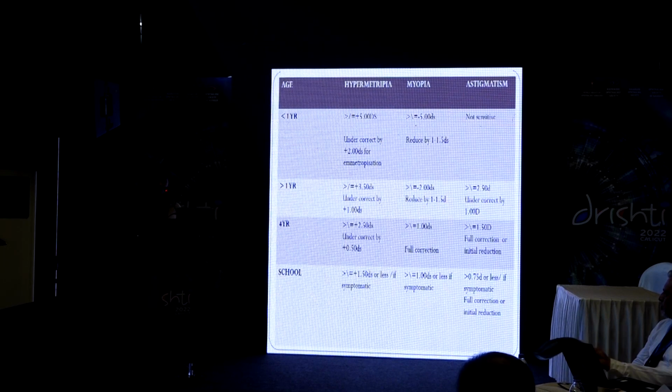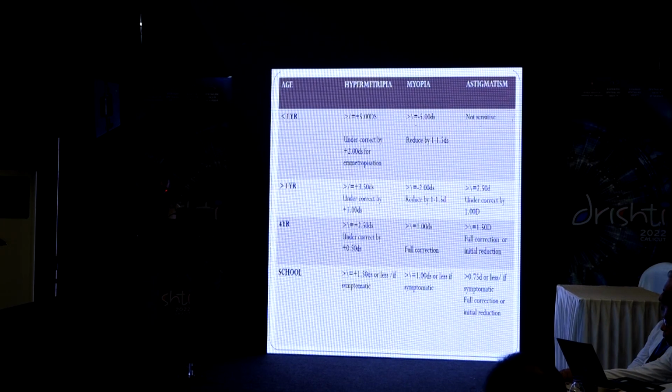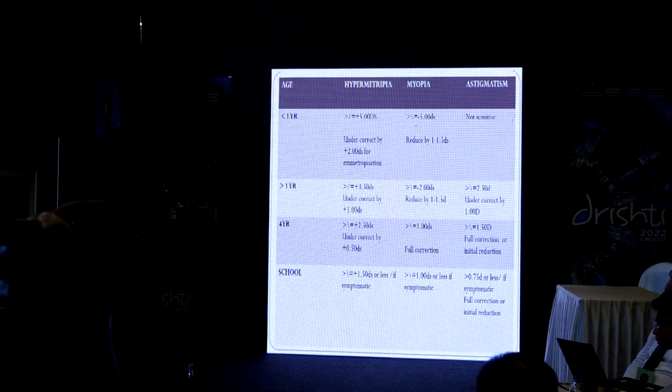In school-going ages, if the hypermetropia is greater than 1.5 diopters, we should correct it according to the symptoms of the child. In myopia also, we can either give the full correction or a slight reduction. That will depend upon the symptoms and visual acuity of the child. Astigmatism also, we can correct it or initially reduce it depending on the visual acuity and symptoms of the child.